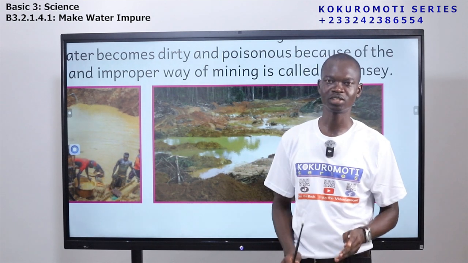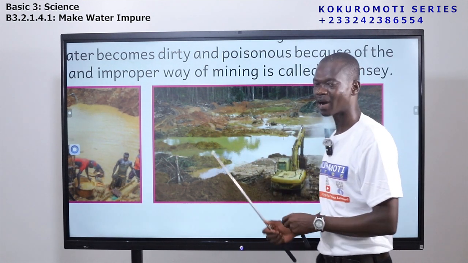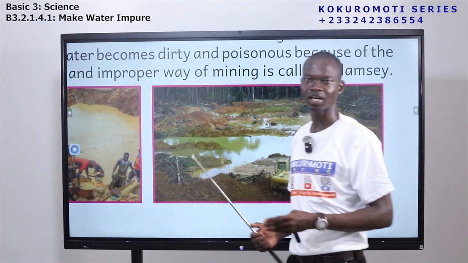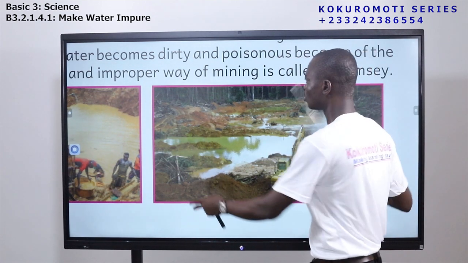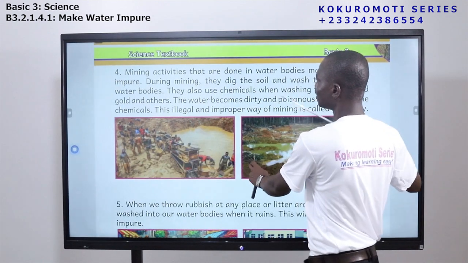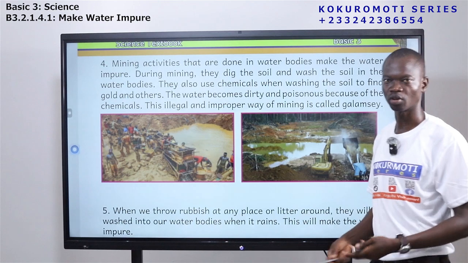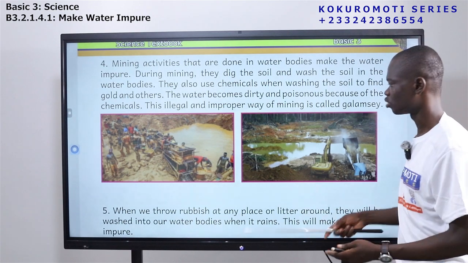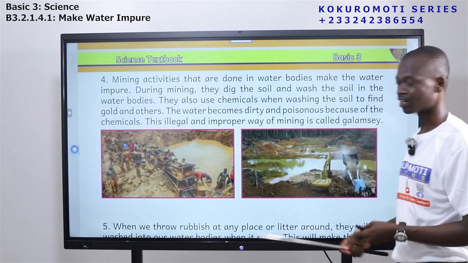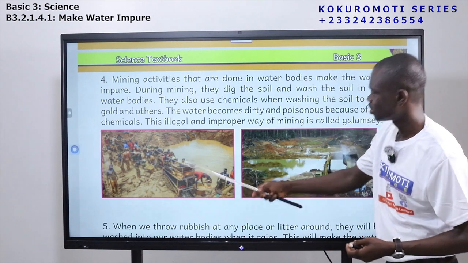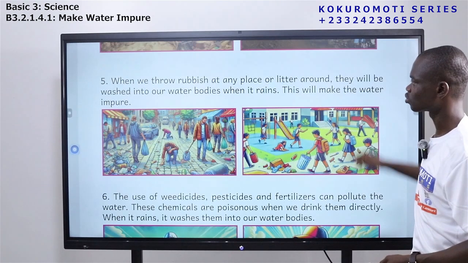But let's use the right way to get these things. If you go by the illegal way, a time will come, all of us are going to bear the consequences. So galamsey, or improper way of mining, is one of the things that make water bodies impure or causes water pollution. So that is for you. In fact, they use chemicals when they are washing. Look at this. They use chemicals to do the washing, and the chemicals are poisonous as well.